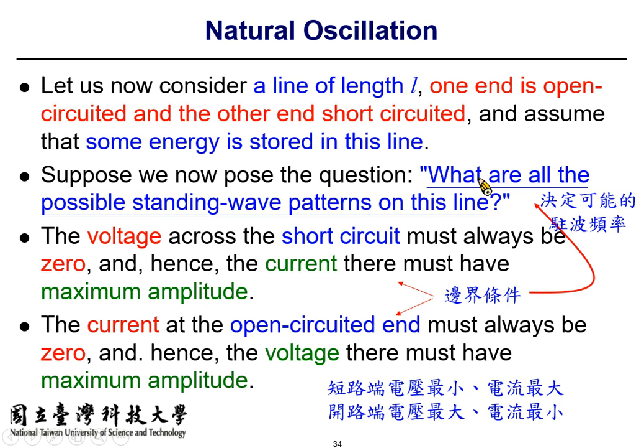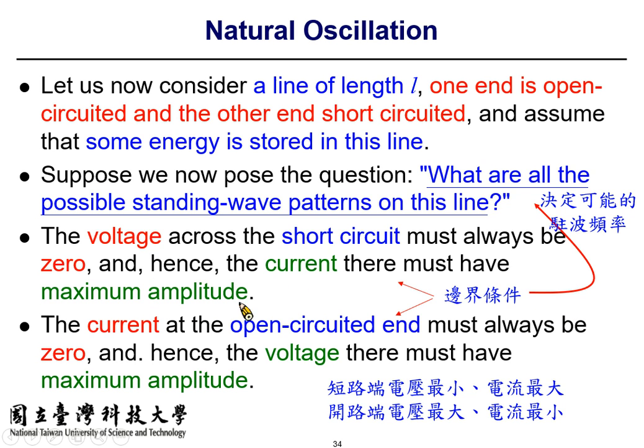For transmission lines, there are two important boundary conditions, including the short circuit termination and the open circuit termination. As you can see from this slide, for short circuit termination, the voltage across the termination must be 0 at all times. Therefore, the current at that position can reach the maximum amplitude.